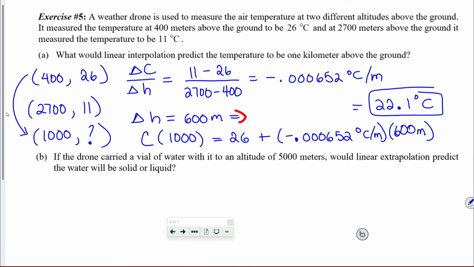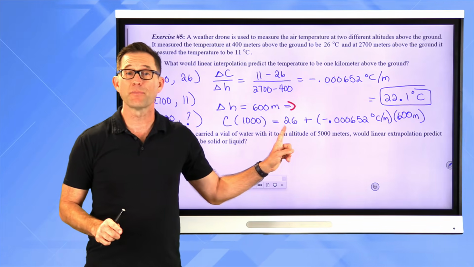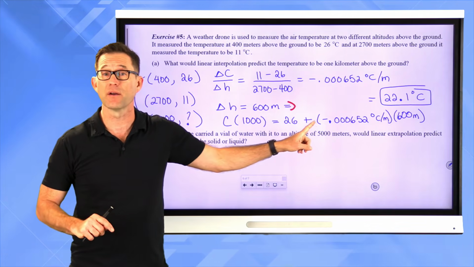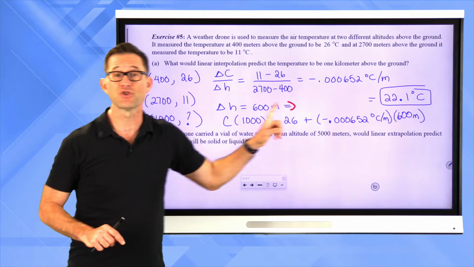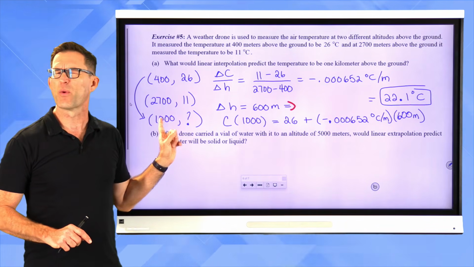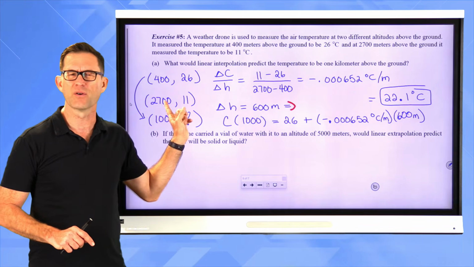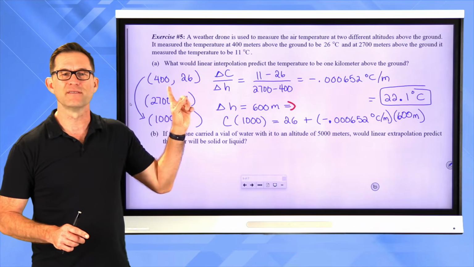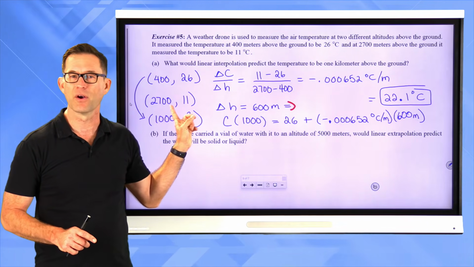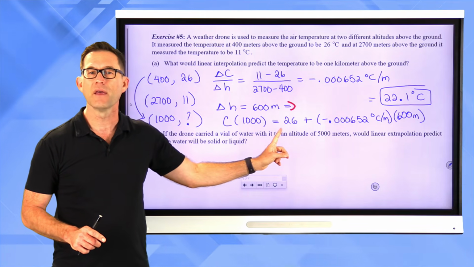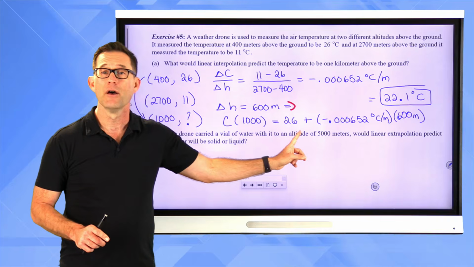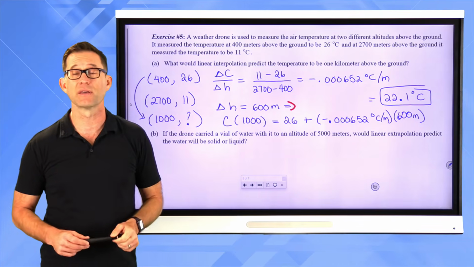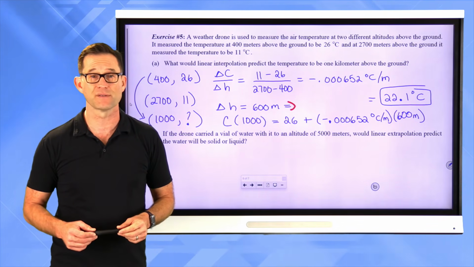degrees Celsius. All right. So I've got my starting temperature, 26 degrees Celsius, plus how fast my temperature is changing, and it's decreasing here, times how much my elevation changed. And again, I'm going from 400 to 1,000 rather than thinking about it as going from 2,700 down to 1,000, right? Then it would be kind of a little bit messed up. I always like to have an increase in my independent variable, right? So my Celsius temperature at 1,000 is going to be my Celsius temperature at 400 plus the rate at which everything is changing times how much my elevation has changed, giving me a temperature of 22.1 degrees Celsius.